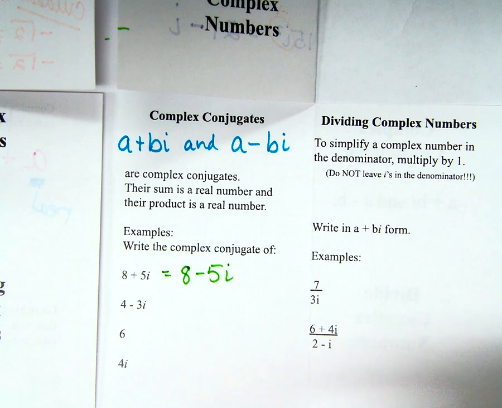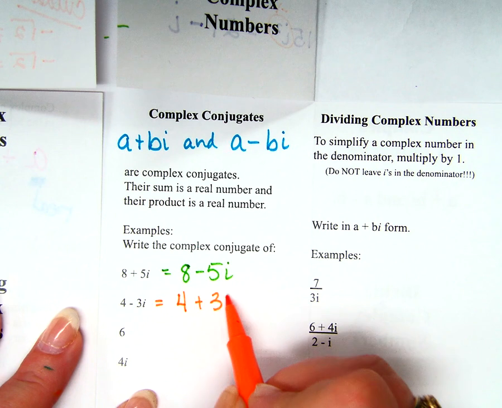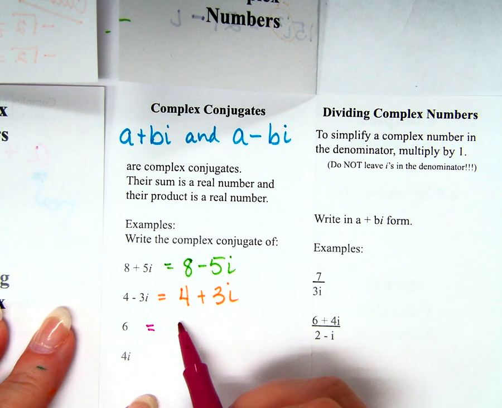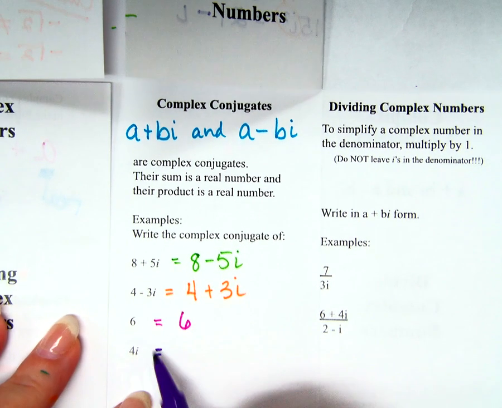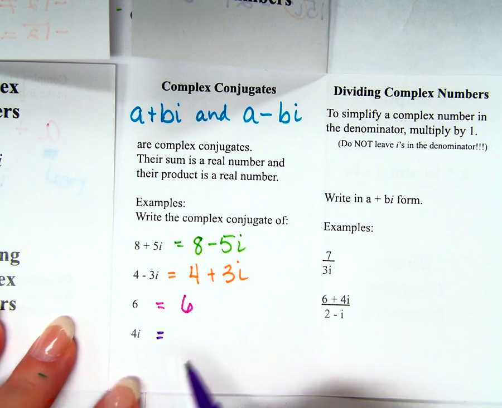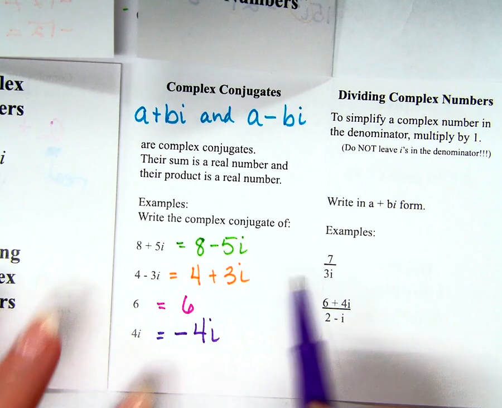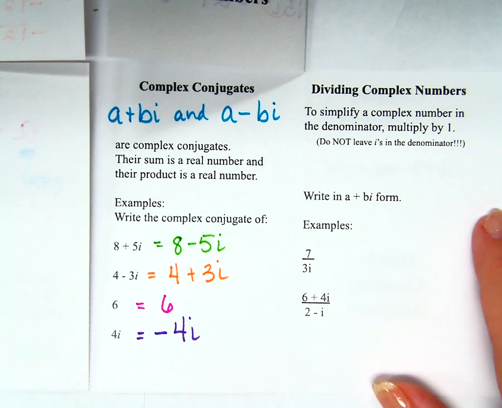If I tell you 4 minus 3i, what is the complex conjugate? 4 plus 3i. Done. If I try to trick you and say 6, what's the complex conjugate? 6. Real parts stay the same, don't they? And if I say 4i, which for the record is my favorite imaginary number, it was my nickname growing up, what is the complex conjugate of that? Negative 4i. And by favorite, I mean I cry every time I have to write it. We good? Okay.